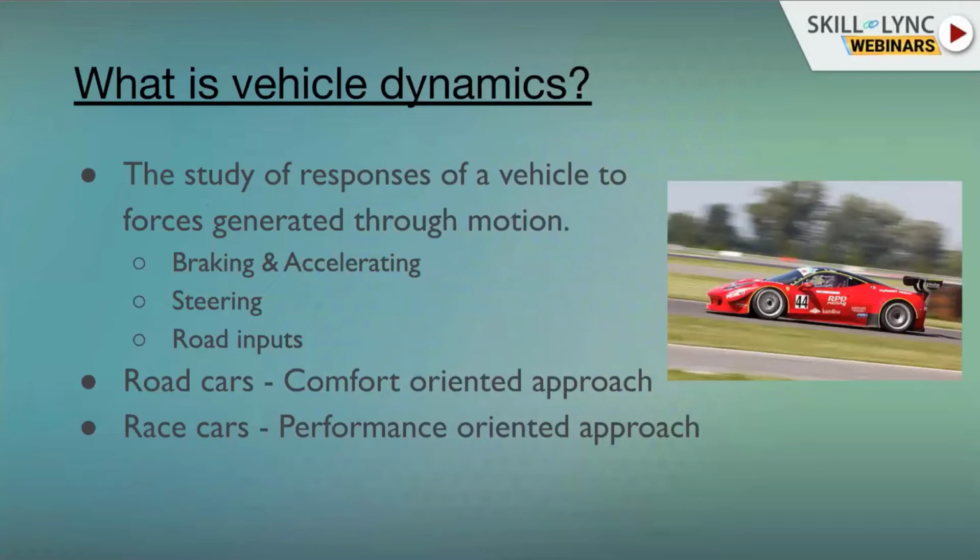So what is vehicle dynamics? In a brief definition, it's the study of responses of a vehicle to forces generated through motion. Obviously a car can brake and accelerate in longitudinal motion. You have steering, so you can steer the wheels to generate lateral motion. And you also have the addition of road inputs into the vehicle. So in a vertical sense, traveling over bumps and undulations in the road, what effects they have on the vehicle body.